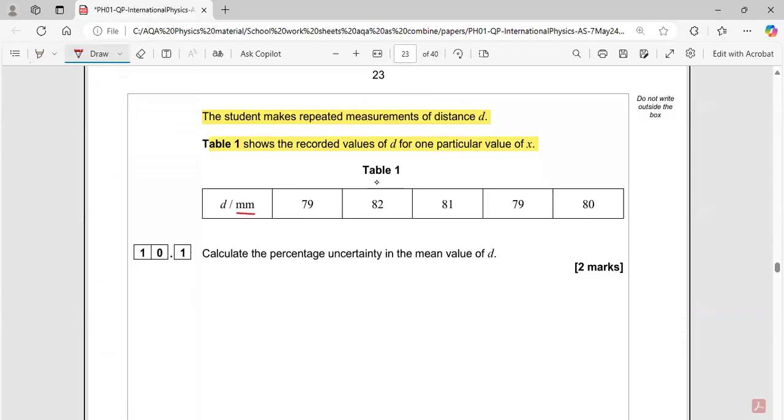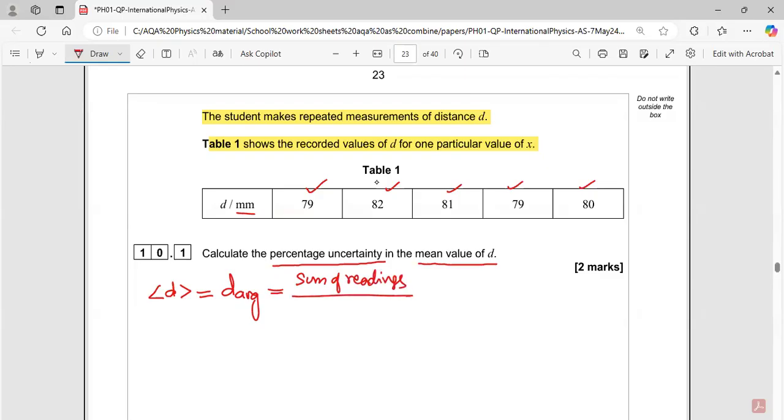So D is in millimeter. Be careful with that. 79, 82, 81, 79, and 80. And they're saying calculate the percentage uncertainty in the mean value of D. So first you say, what is the mean value, like average value? It can be written by both of these. So average is sum of readings divided by number of readings.